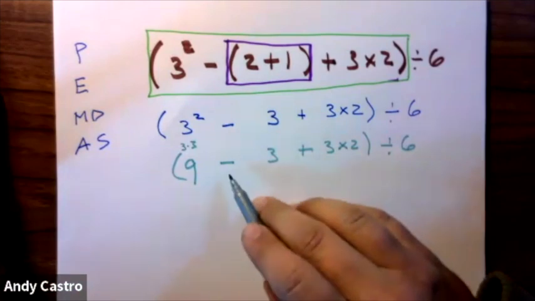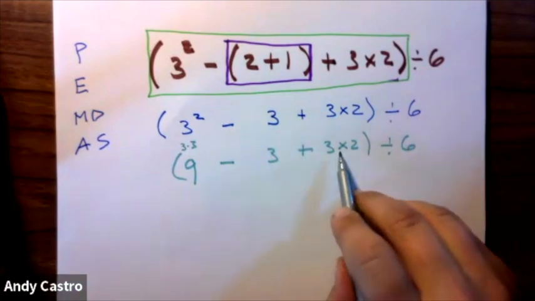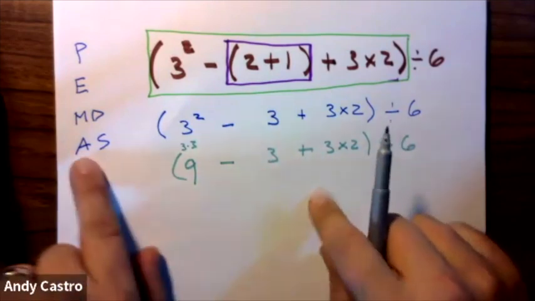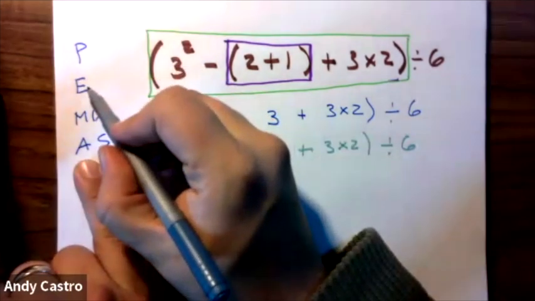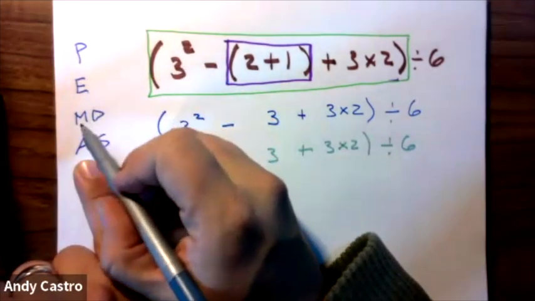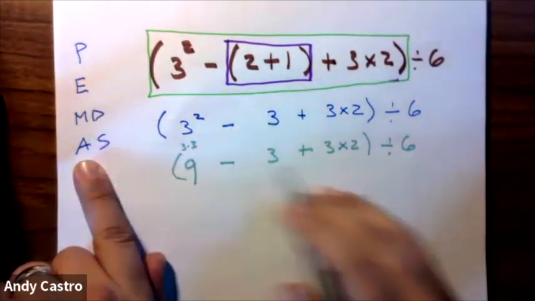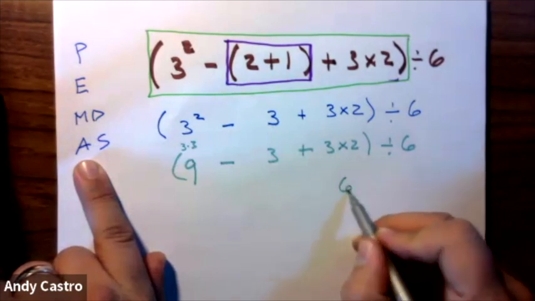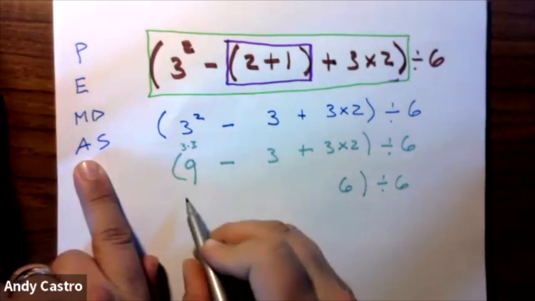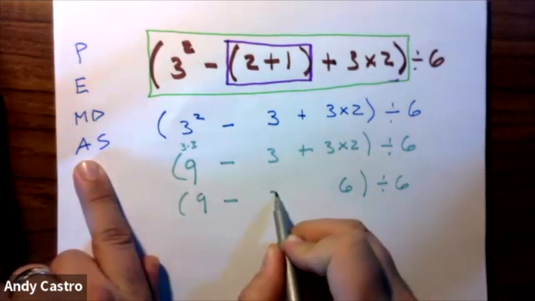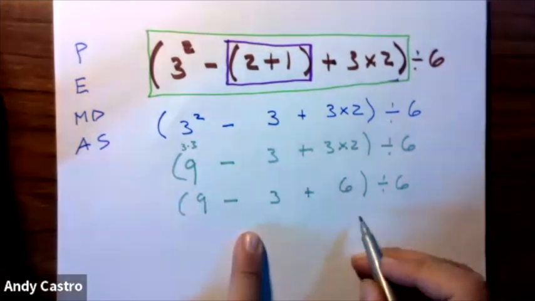All right, so I have subtraction, addition, and multiplication. So we are done with exponents. Now we're on to multiplication, division. I only have multiplication, so I'll do that next. So I've got 9 minus 3 plus 6.